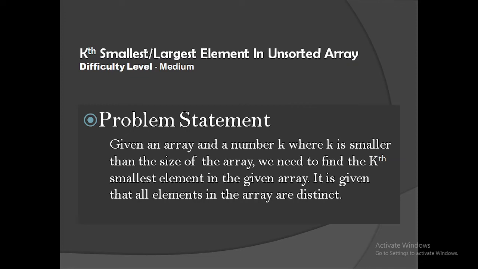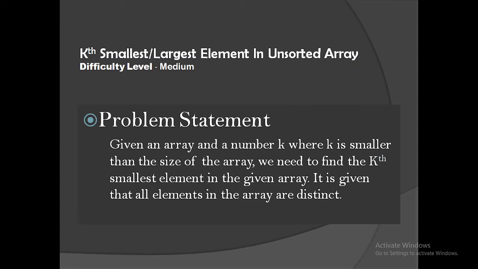We have an array as an input and a number k as an input, where k is smaller than the size of the array. Why is k smaller than the size of the array? Because we have to find the kth smallest number in a given unsorted array. If k were greater than the size of the array, it would be out of bounds, since we would be trying to find a value which is not present in the array. That is not the case here. We are clearly given that k is smaller than the size of the array.